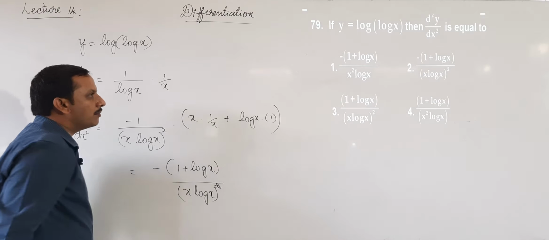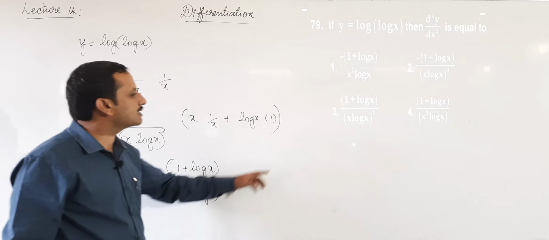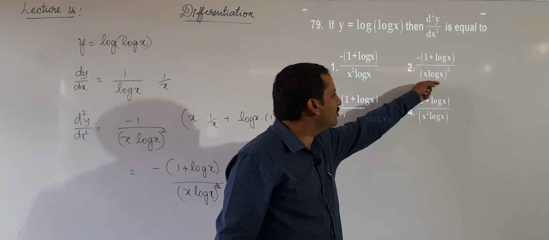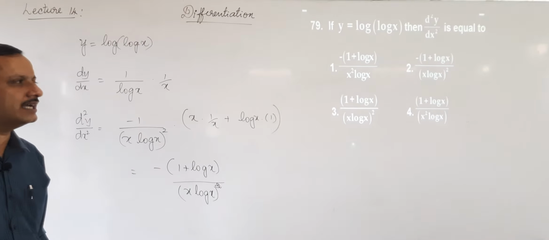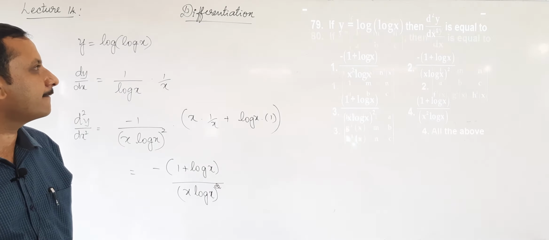That is the answer. Minus of 1 plus log x by x log x whole square. This one is the right answer, the second option. Minus of 1 plus log x divided by x log x whole square.